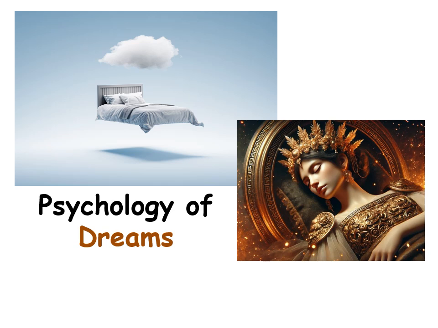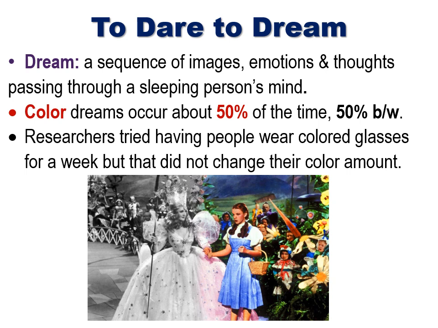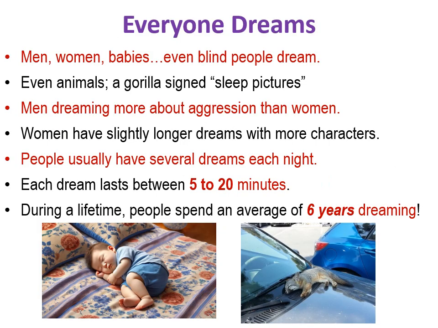Let's quickly and briefly talk about the psychology of dreams. A couple fun facts about dreams. Your dreams are a sequence of images, emotions, and thoughts. Color dreams occur 50% of the time. So 50% of our dreams are black and white, 50% of our dreams are color. Researchers have tried to change that. They had people wear colored glasses for a week to see if it would change how much of their dreams were color, and it did not.